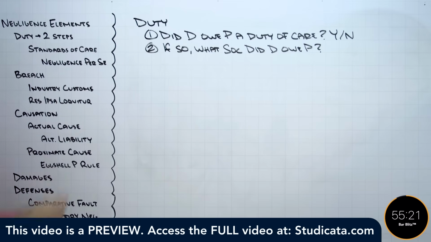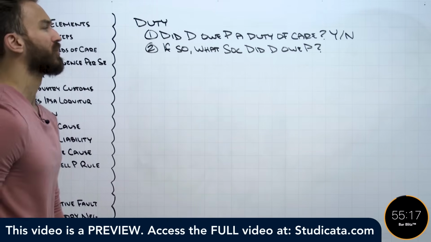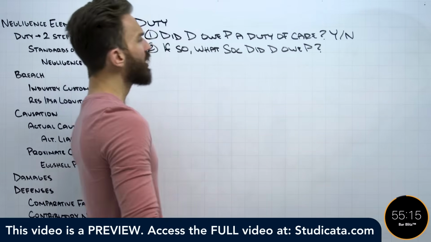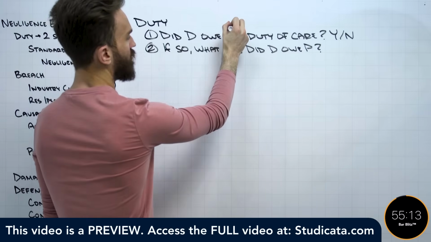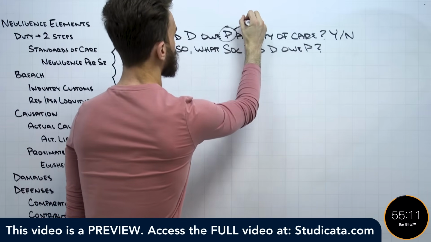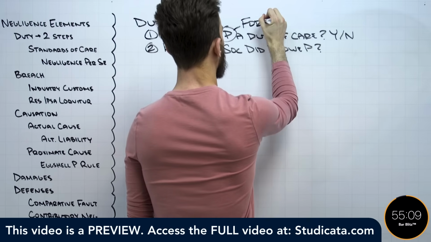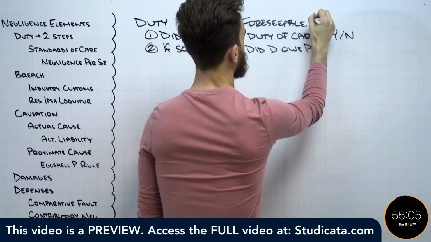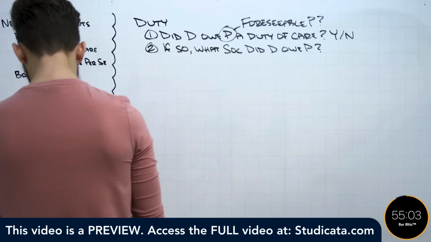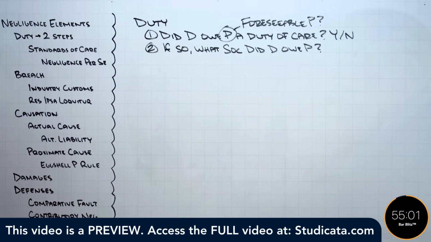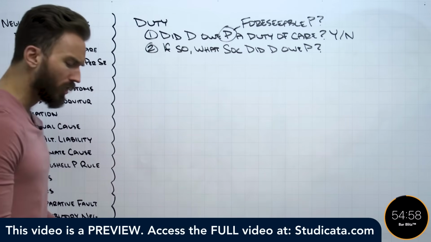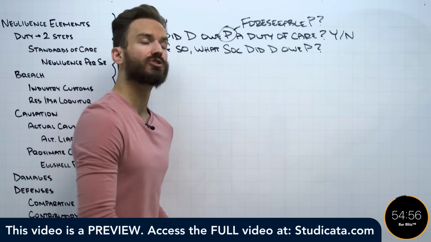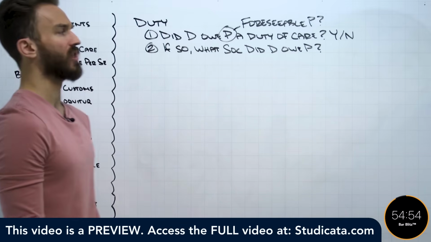Right, but let's think about this first part. How do we determine whether the defendant owed the plaintiff a duty of care? Well, it really all comes down to whether the plaintiff is a foreseeable plaintiff. If the plaintiff is a foreseeable plaintiff, then we say the defendant owes a duty of care to all foreseeable plaintiffs.